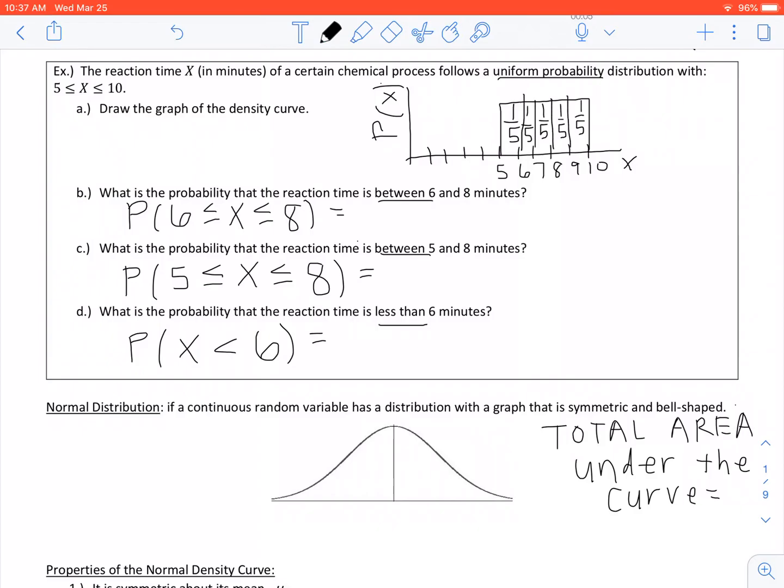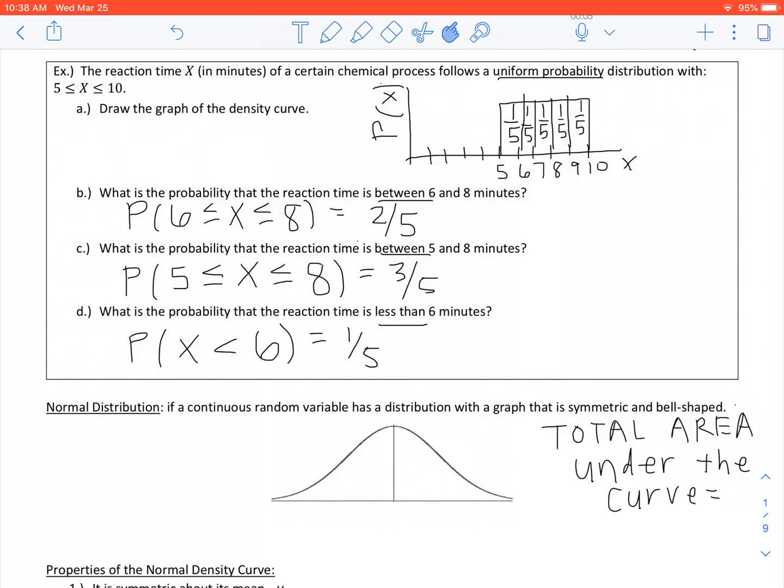So that's our density curve. Part B says, what is the probability that the reaction time is between 6 and 8 minutes? Counting up those little blocks, we'd have 1/5 plus 1/5, which is 2/5. You can express this as a decimal, but I'm going to leave it as a fraction. C says, what is the probability that the reaction time is between 5 and 8 minutes? Counting those up, 1/5, 1/5, and 1/5 would be 3/5. And what is the probability the reaction time is less than 6 minutes? Anything less than 6 minutes has a probability of 1/5 of happening.